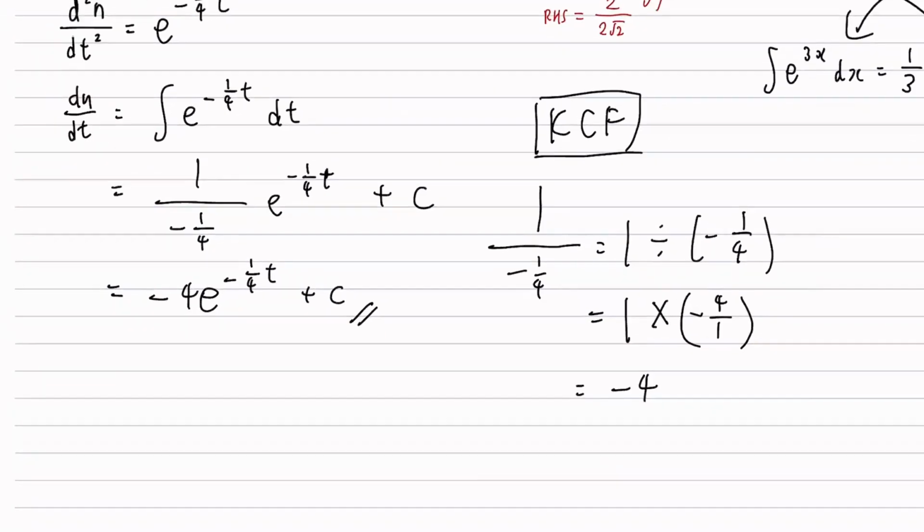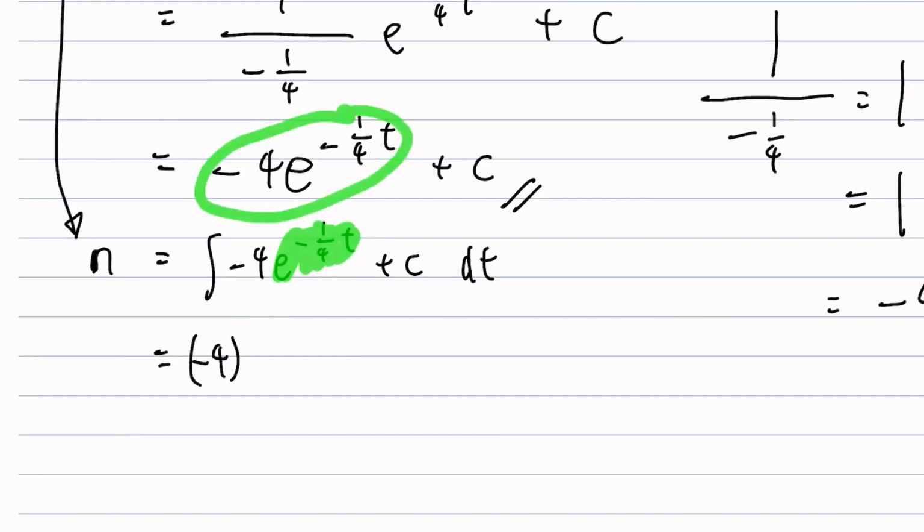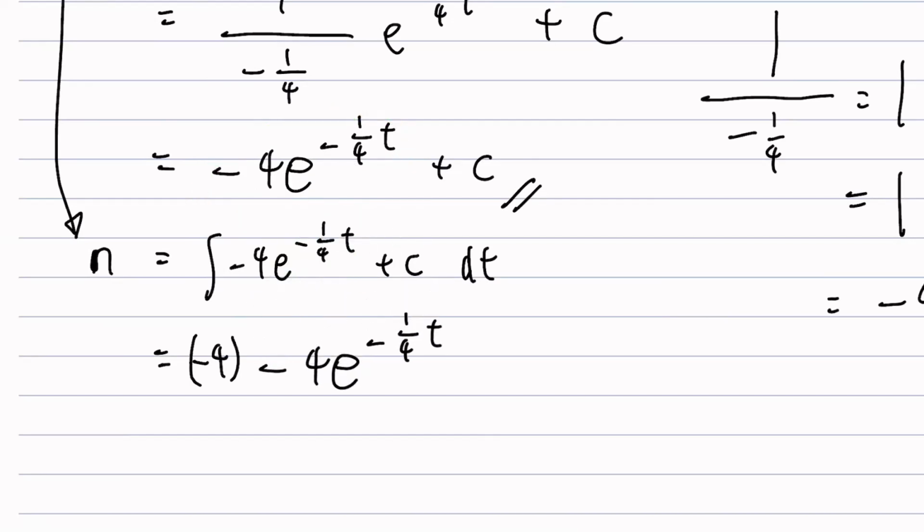So now that you got a c, we're not done yet. We still need to find n. From dn/dt, integrate again. So integrate -4e^(-1/4 t) plus c. Don't forget the plus c. You need to integrate plus c. So here I'm going to integrate the first term. I'll factor out my -4 first. Integrating e^(-1/4 t), it's the same as the answer just now. So I'll just copy and paste because I'm lazy.